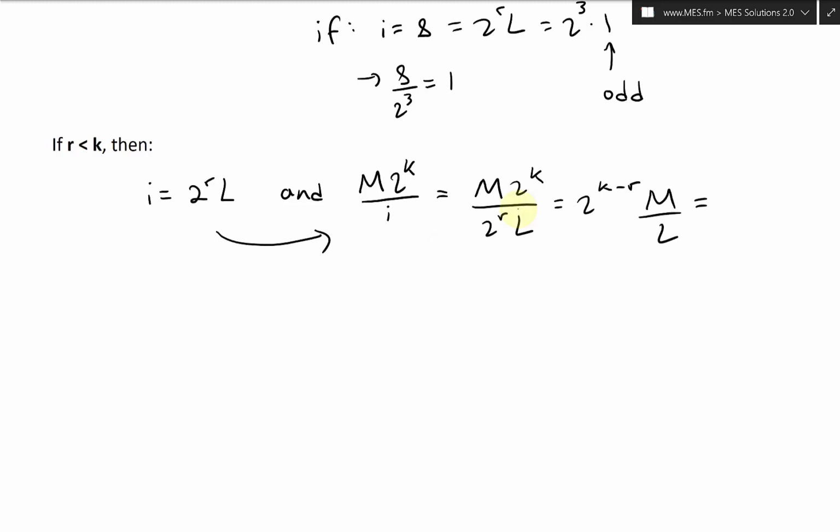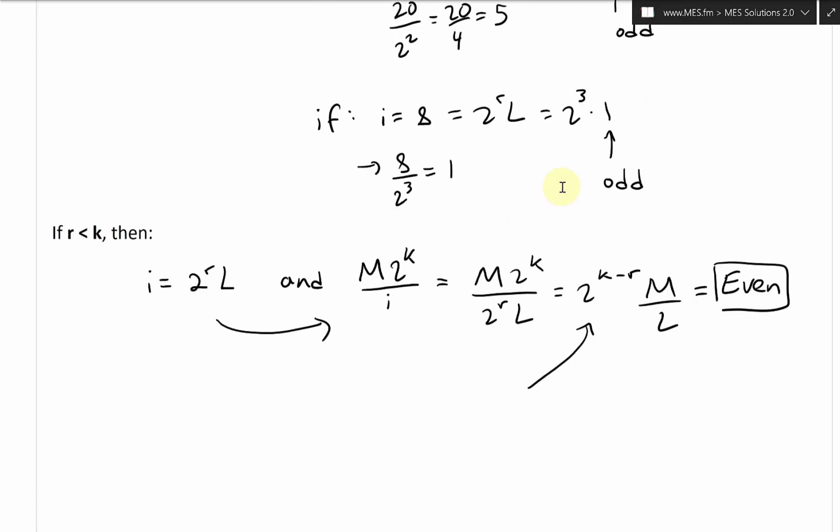And now this is also going to be even. This is because r is less than k, and k is greater than or equal to 1. So then this right here is greater than or equal to 2 to the 1. In other words, this factor is always going to be even. And then this right here is going to be odd over odd, and they're both integers. And this L is included in m because m is every single one.